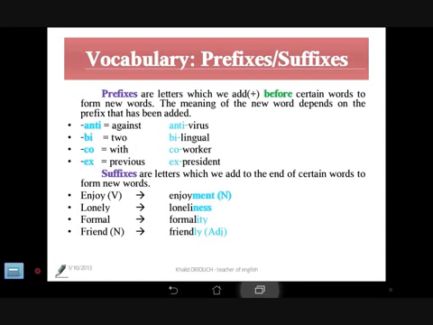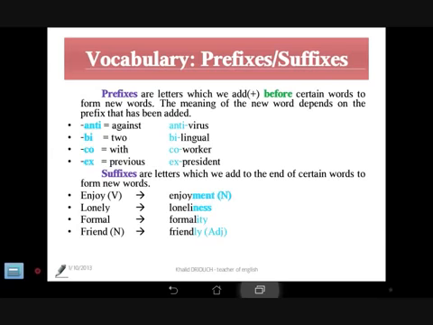Examples: anti means against, antivirus. Bi means two. A bilingual student is a student who speaks two languages. Co means with. My co-worker is somebody that used to work or works with me. Ex-president or ex-wife or ex-boyfriend, ex-girlfriend, it means previous.